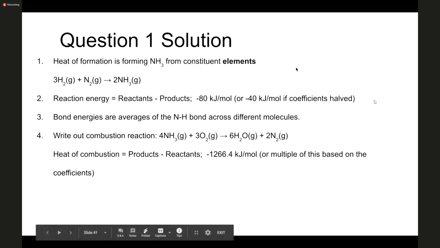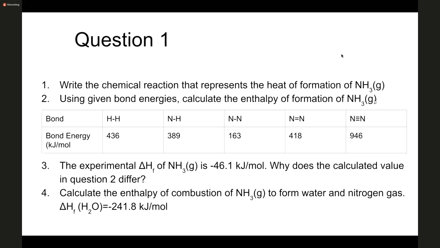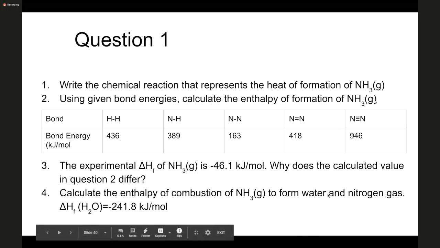So then we will go back to the question. We already answered three. Four is the enthalpy of combustion of NH3 to form water and nitrogen gas. So it's just a normal combustion reaction. I would definitely know how to write out a combustion reaction.